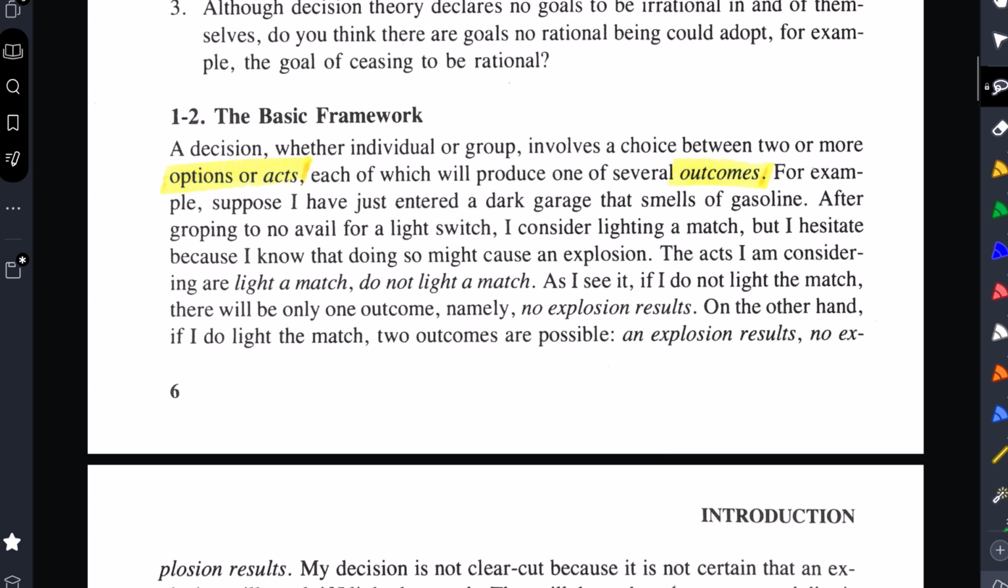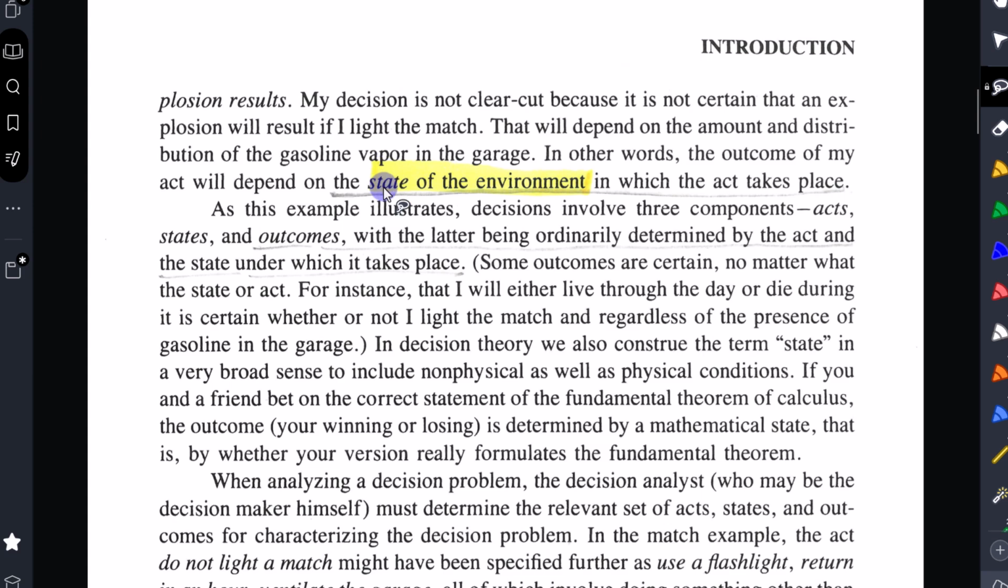Okay, this is chapter 1, page 6, and I'll go over a few things on this page and the next one. Okay, so when we have a decision problem, it's going to have three main features. One, there will be options or acts. Second, there will be outcomes, and the author has an example here to illustrate these. And then third, there will be states of the environment, or just states.